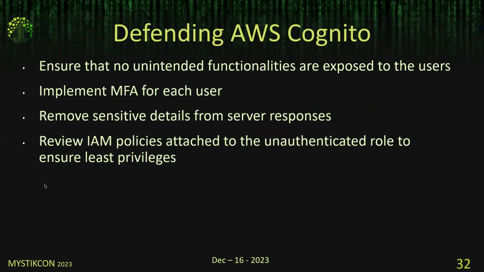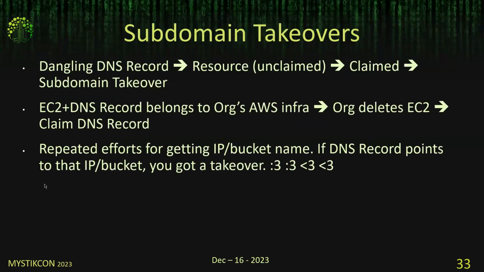So how do we defend Cognito? We need to ensure that no unintended functionalities such as register or sign up functionality are exposed to the users. We need to validate our responses, whatever information is being passed to the end user. We need to implement MFA, and we need to review the IAM policies attached to the unauthenticated role, because that role can be assumed whenever the identity pool ID is disclosed.